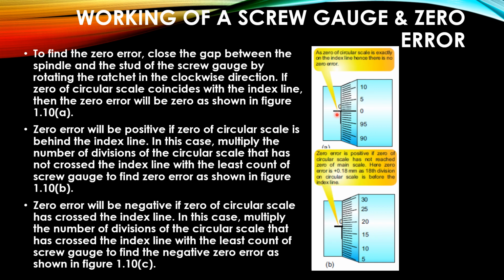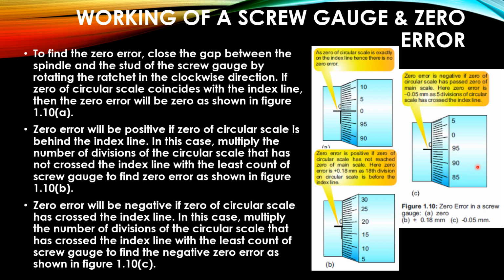Zero error will be positive if the zero of the circular scale is behind the index line, as you can see in the next figure. In this case, multiply the number of divisions, which is the 18th one, with the least count of the screw gauge to find out the zero error. Here we have got plus 0.18 millimeter.